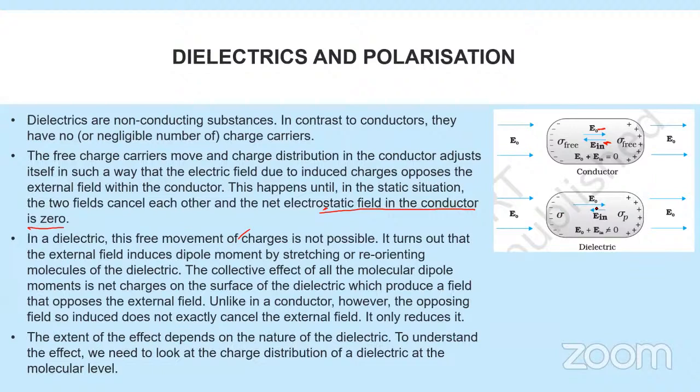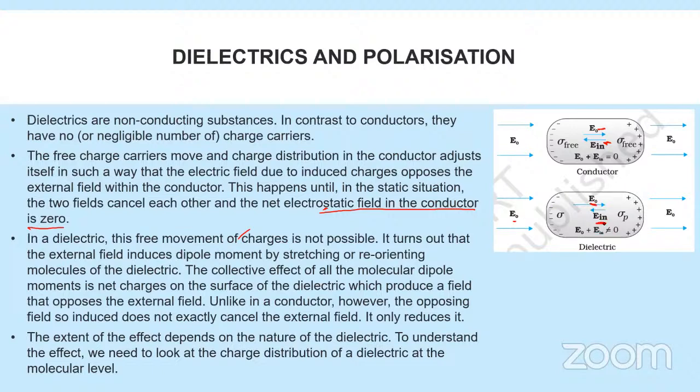So as we saw in a conductor, the electric field due to induced charge opposes the external field. Over here there is no induced charge because there are no free charge carriers, but you have molecular dipoles that are forming. The collective effect of all the molecular dipole moments is going to create the net charge on the surface of the dielectric, which will then produce an electric field that is going to oppose the external field.